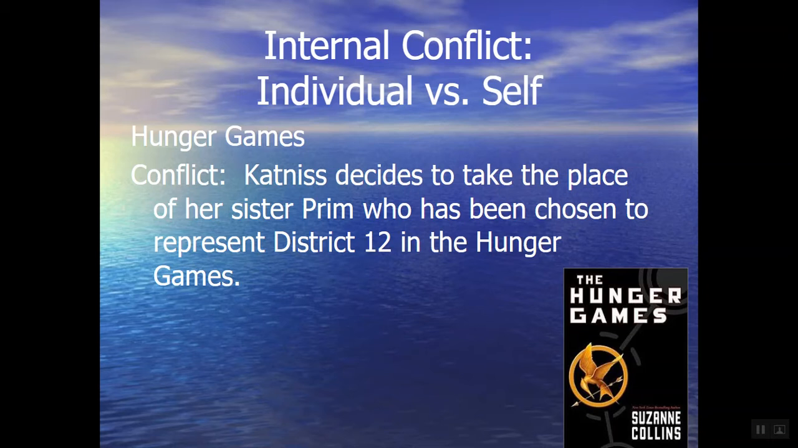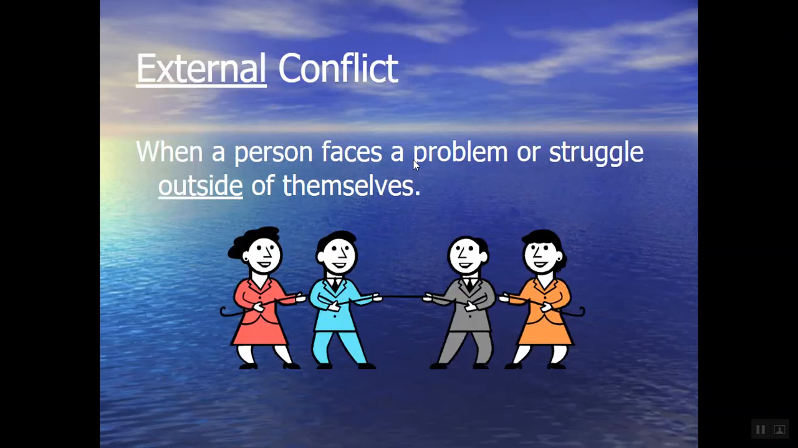So Katniss decides that she needs to volunteer in Prim's place, right? So that was a decision. She had to choose to do that. Nobody made her do that. So that's individual versus self because it was a choice.